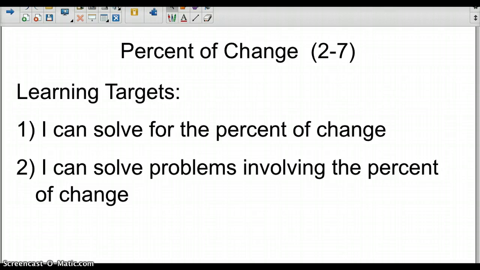Secondly, the learning target is I can solve problems involving the percent of change. So in the second one, we're not going to be looking at an exact question where they say what's the percent of change, but we'll be looking at items where there is some change in the price, some other factor. We're looking at things there more like sales tax questions and discounted price questions, things like that.